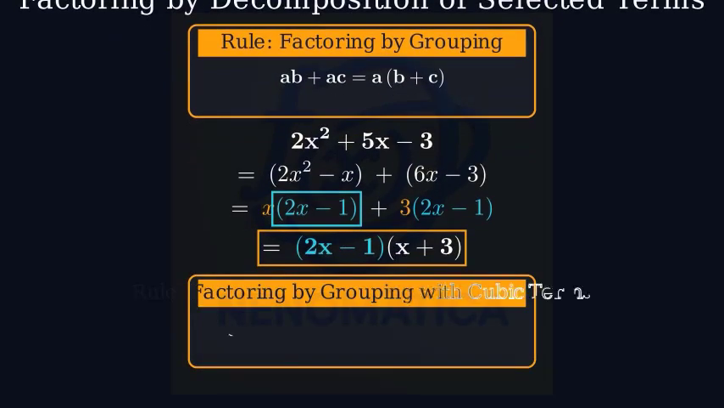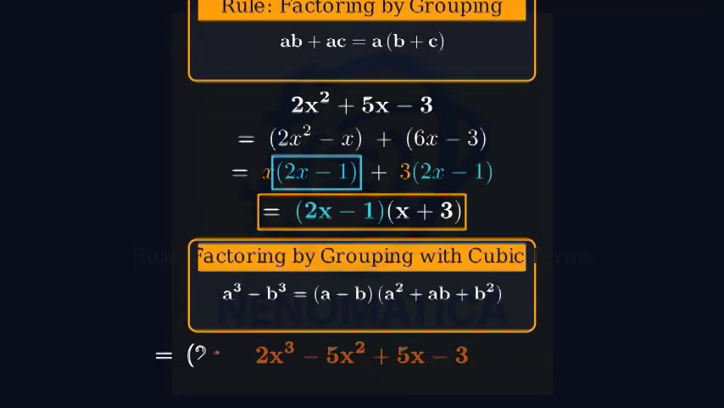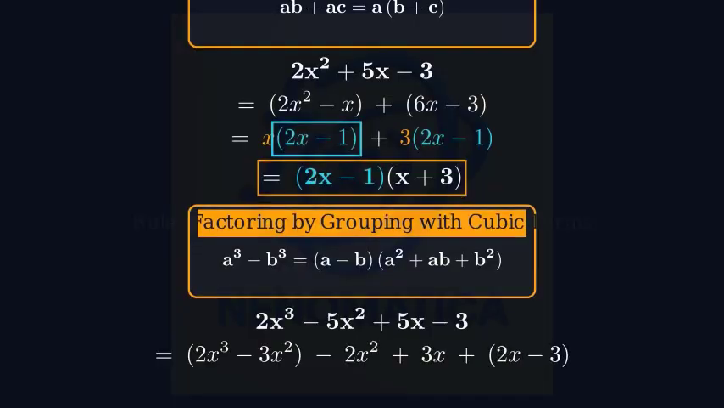A useful identity to remember is the difference of cubes formula. A cubed minus b cubed equals (a minus b) times (a squared plus ab plus b squared). While we are not directly using it here, it motivates the pattern we will see. Write the expression. Decompose by selecting terms so a common binomial appears.